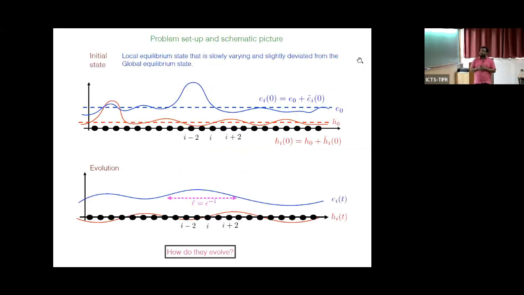So this is the setup of the problem. You consider an initial state in which you prepare the system such that your average energy profile is a slowly varying function which is slightly deviated from a global equilibrium, and similarly the average volume profile, or the displacement profile, is also a slowly varying function slightly deviated from an underlying global equilibrium profile. And you ask, as the system evolves, how do these profiles evolve? That is the kind of question that we want to ask and answer.